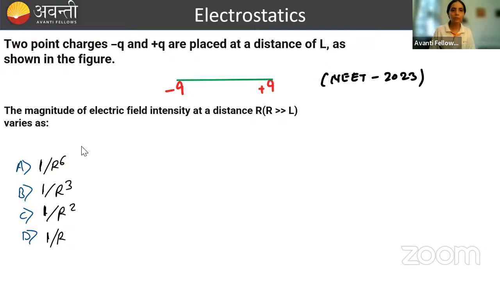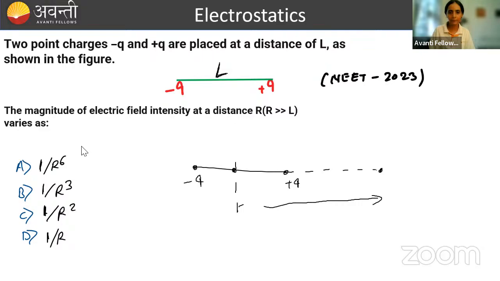So what's the question? Two point charges, minus q and plus q, are placed at a distance L as shown in the figure. The magnitude of electric field intensity at a distance R, where R is far, far greater than L, will be what? You have to calculate the electric field at a point very, very far away from the two charges, at a distance R.